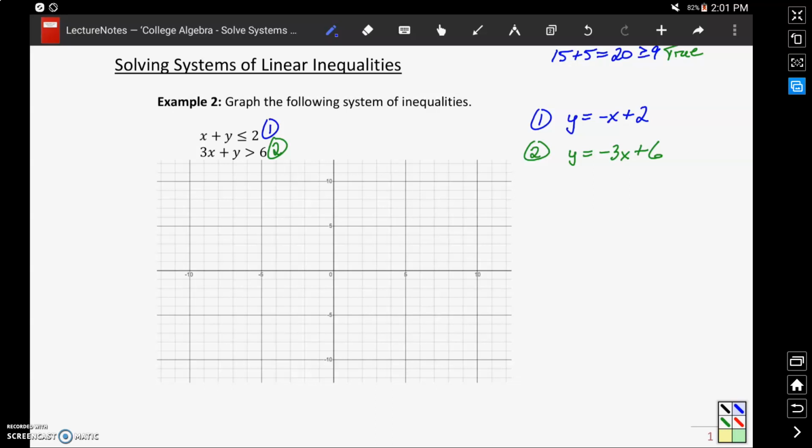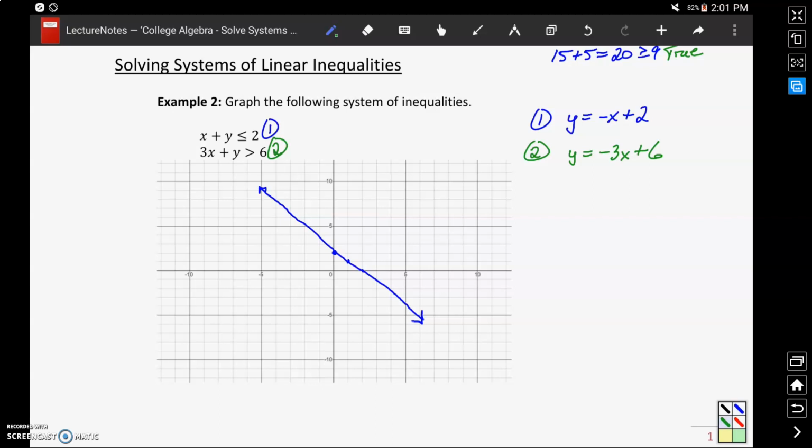Our first equation has a y-intercept of 2 and a slope of negative 1. So we can find our next point by going down 1, over 1, and repeating that same pattern. Since that inequality statement had that "or equal to" component, we'll use a solid line.